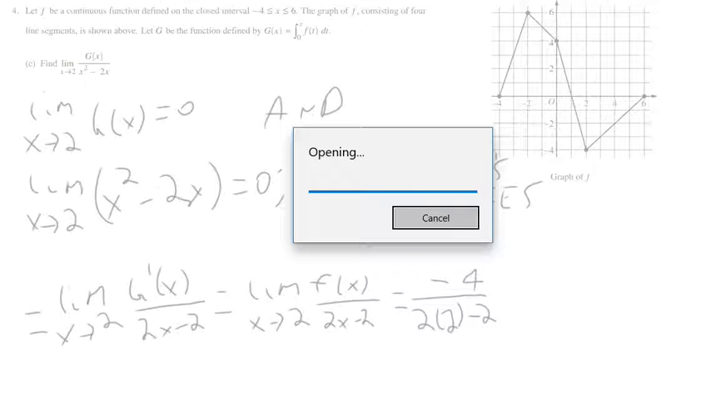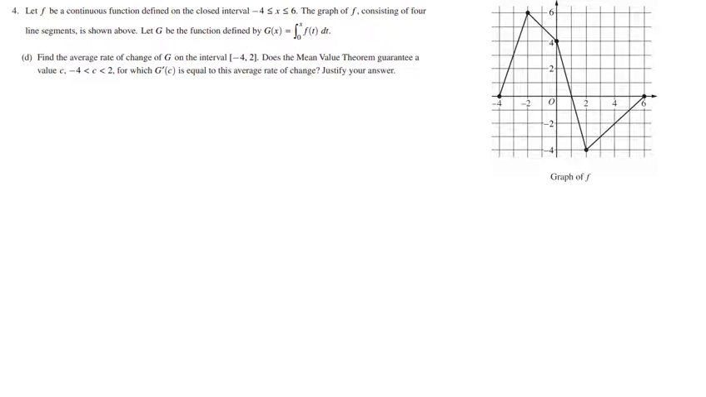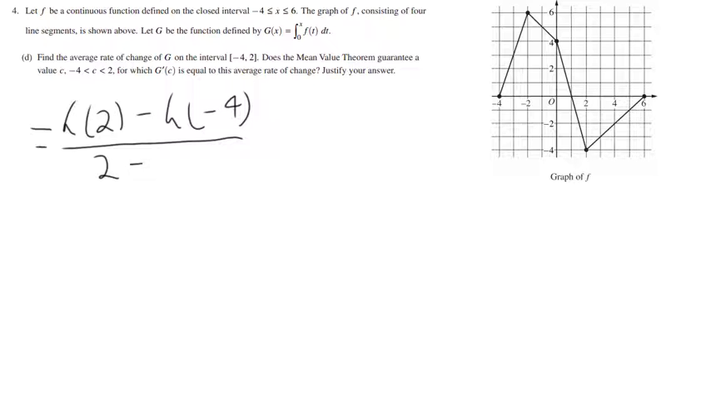So for part D, we have to calculate the average rate of change of g on the interval from negative 4 to 2. So let's start by doing that. The average rate of change of g is going to be g of 2 minus g of negative 4 over 2 minus negative 4. All right, this is just going to take a little work. I have 2 minus negative 4 on the bottom. That's like a factor of 1/6, which I'll put over here. And then I have to do g of 2 minus g of negative 4.